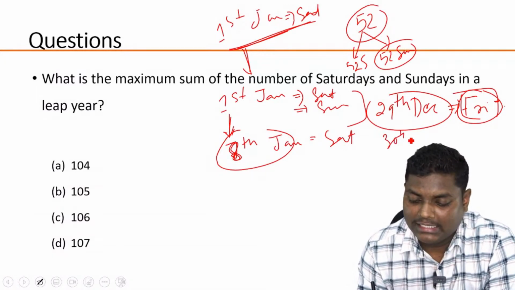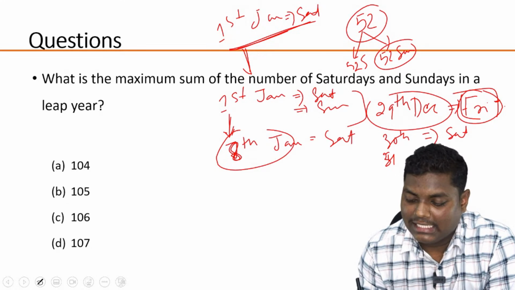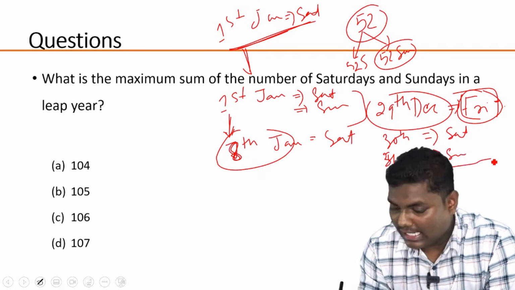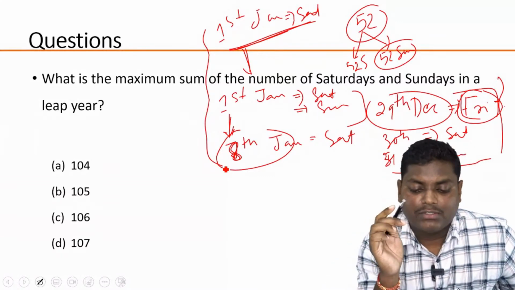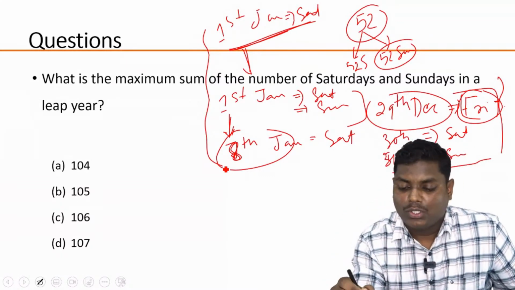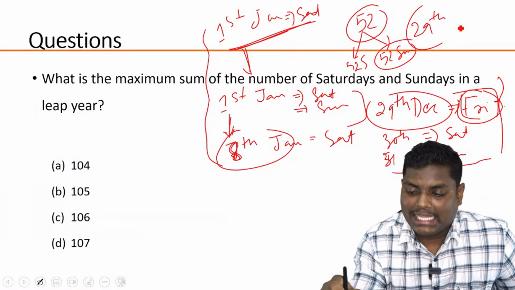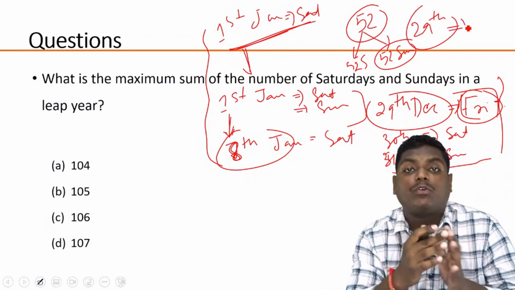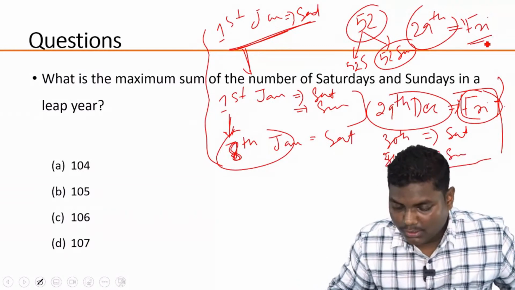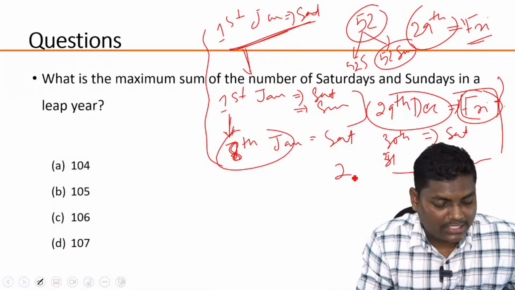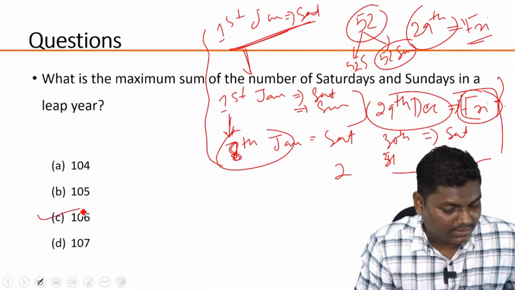So on 30th and 31st December, we can have a Saturday and Sunday extra. You can try this out. If you start with 1st Jan as Saturday, then the 52nd week ends on Friday, 29th December. So these 2 days will be extra, and we'll be getting 106.